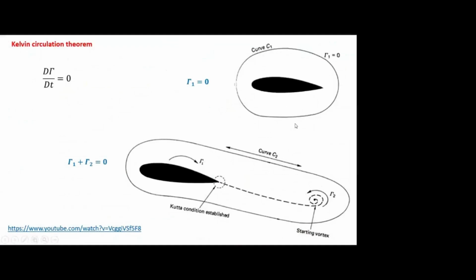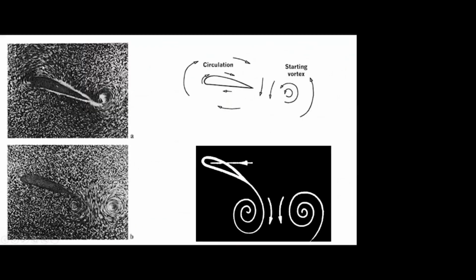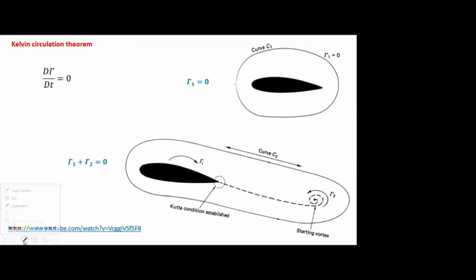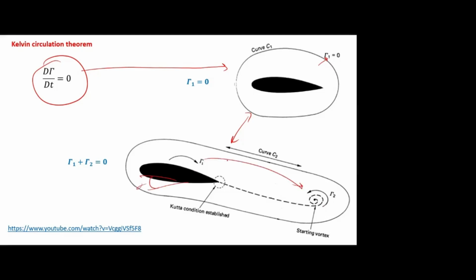So in the exam, they may ask outright: the time rate of change of circulation for the fixed fluid region is 0, or circulation is constant for the fixed fluid region. Like that, you have to write it. You can use this example. Sometimes they will ask you to explain the Kelvin circulation theorem using a proper example. You can explain using this starting vortex. Here there is no lift, circulation is 0. Here there is lift, but there is a starting vortex, so again the overall circulation is 0. Like that, using this example, you have to explain.